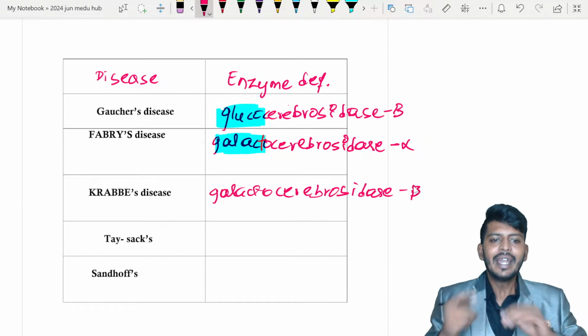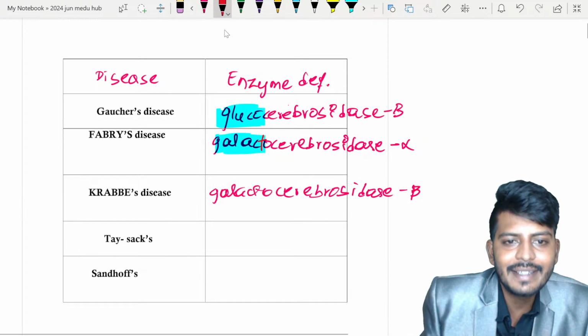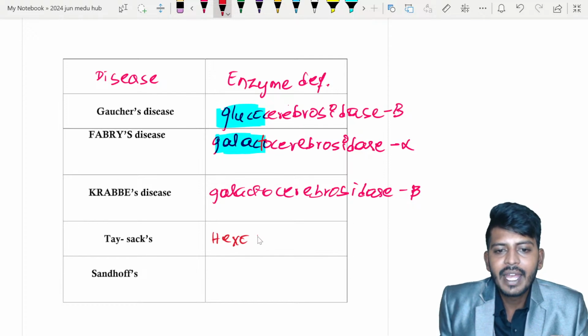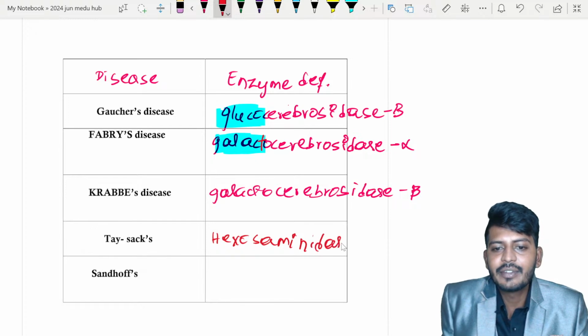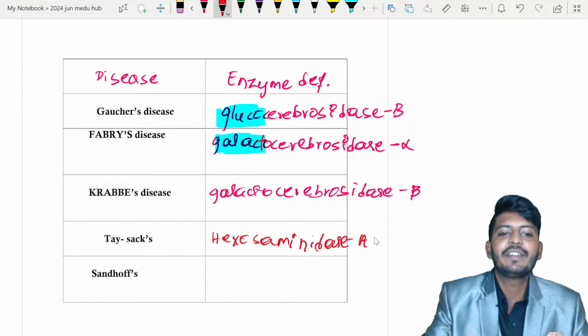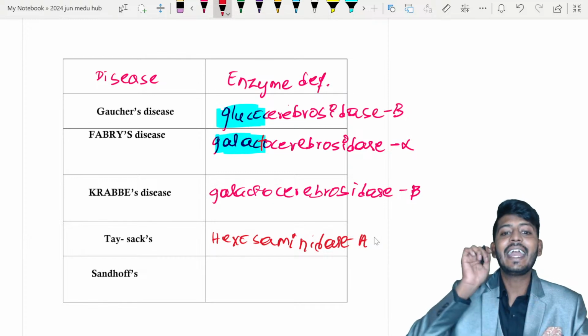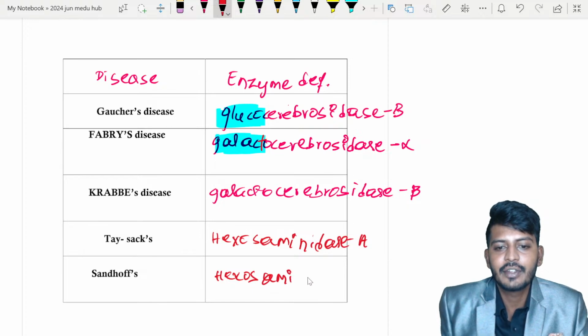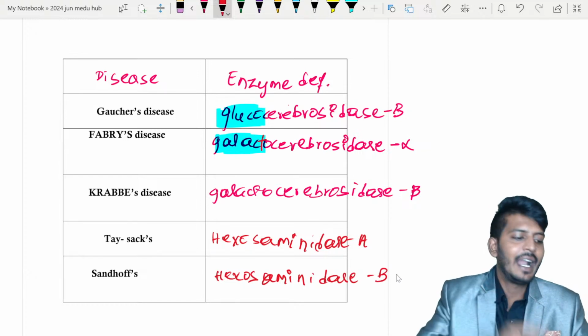Now Tay-Sachs disease. What is Tay-Sachs disease? That is due to deficiency of hexosaminidase. We have types. Hexosaminidase A deficiency will lead to Tay-Sachs disease, and hexosaminidase beta deficiency will lead to Sandhoff's disease.